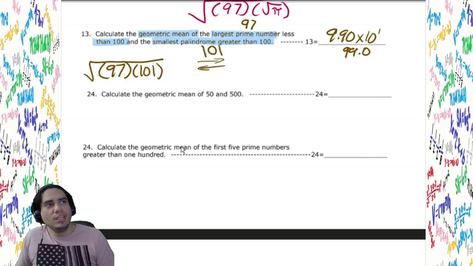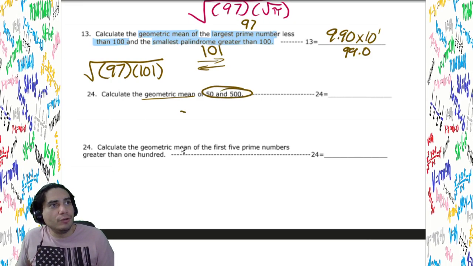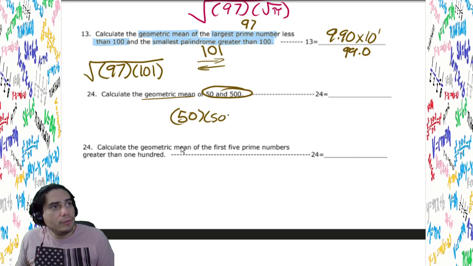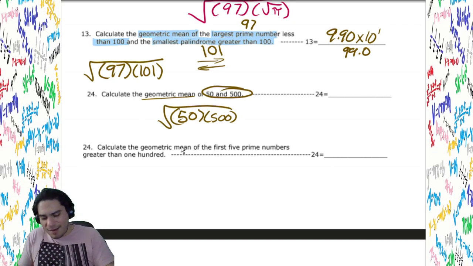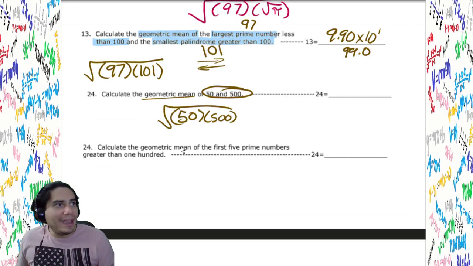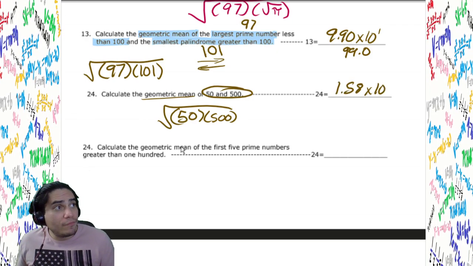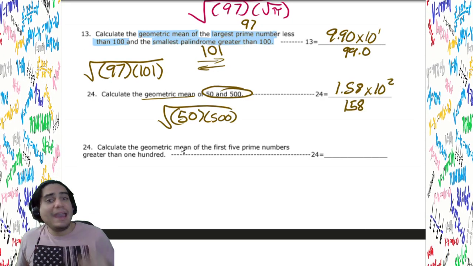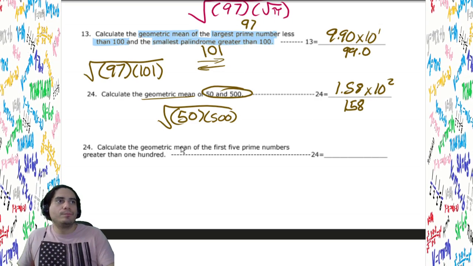All right, next one. Calculate the geometric mean of 50 and 500. So it's going to be 50 times 500. And then we square root those bad boys. So let's do it. 50 enter, 500 multiply, square root. And I end up with, and hopefully you end up with, 1.58 times 10 to the second, or 158. That's what it is. All right, let's keep it going.